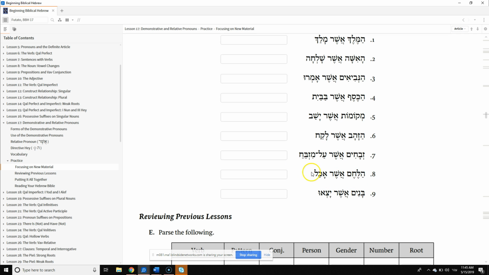Halechem asher echal. Halechem, again, the bread which echal, he ate. The bread which he ate. Depending on the context, this could also be the bread that he ate. So, the bread which he ate was gluten-free. Probably not. Maybe they used barley, I guess. I think barley's gluten-free, I'm not quite sure. I'm sure they had gluten-free grains in ancient Israel. Probably not going to show up in scripture, gluten-free.